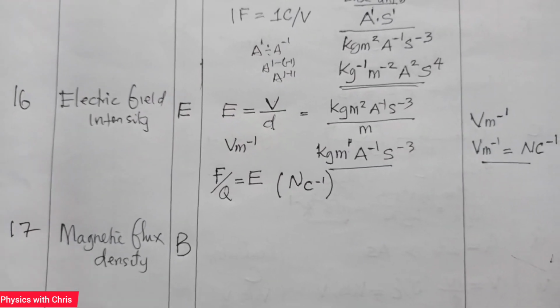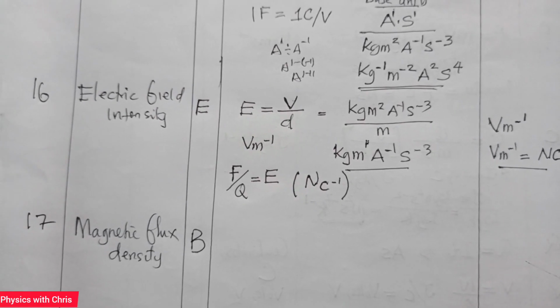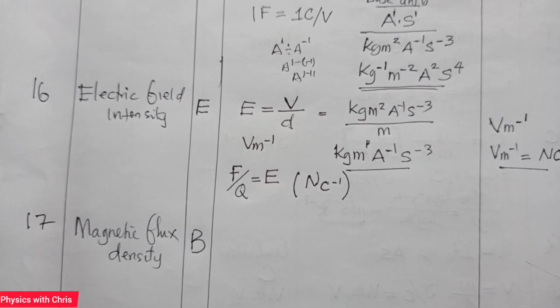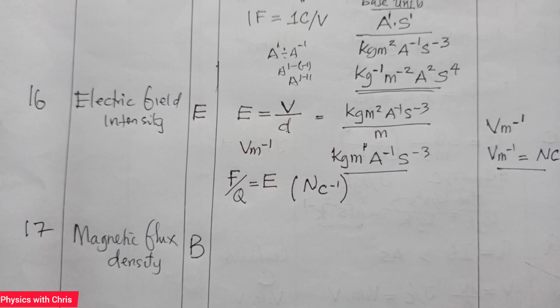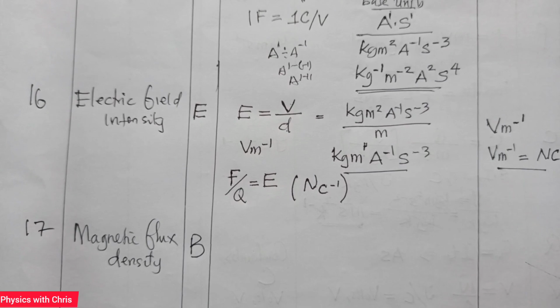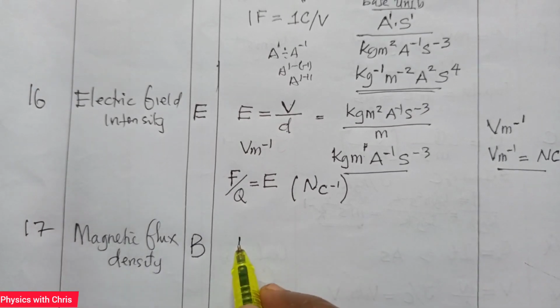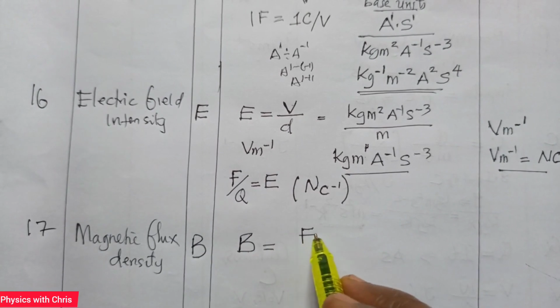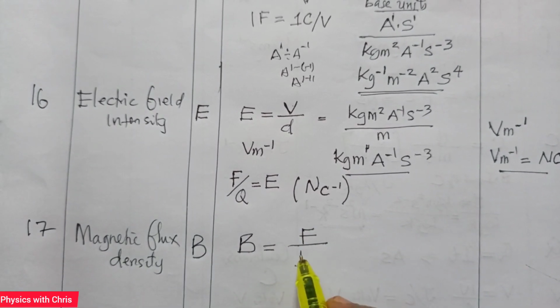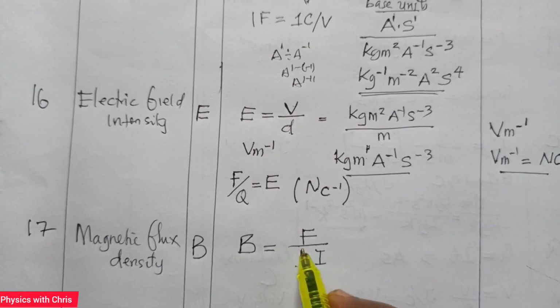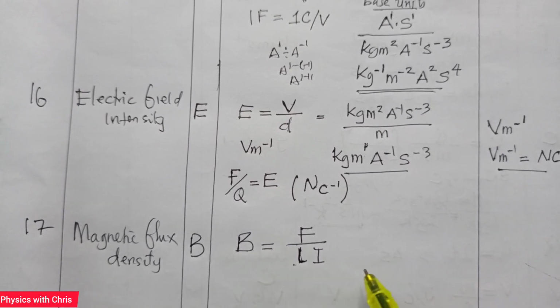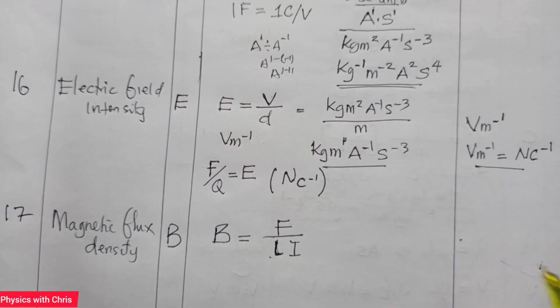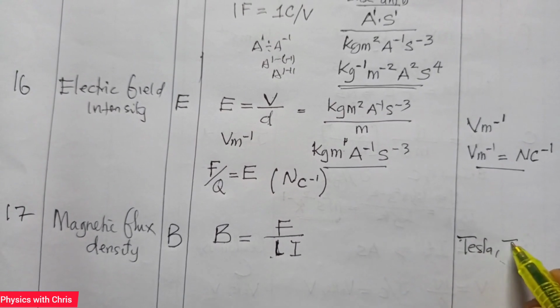It expresses the strength of a magnetic field at some point, some distance from the given body that is producing the field. Magnetic flux density has to do with the number of lines of force passing through unit surface area. So we can also define magnetic flux density as force over length times current. Okay, this is another way of defining magnetic flux density. Its SI unit is Tesla, in honor of Mr. Tesla. Tesla T is the SI unit.